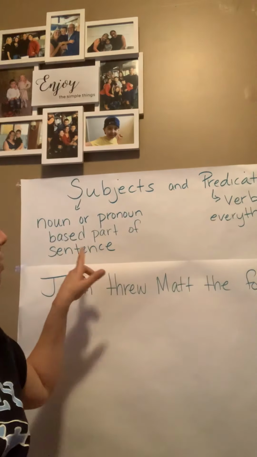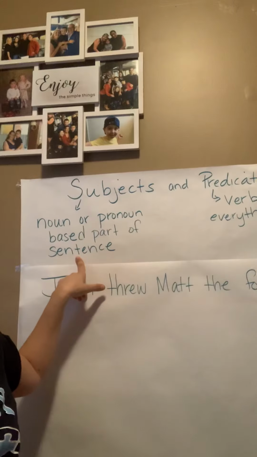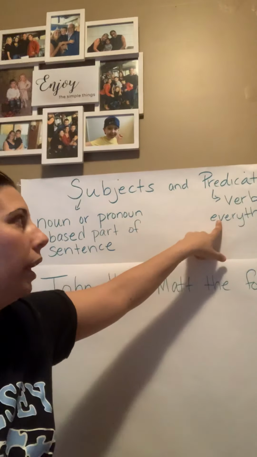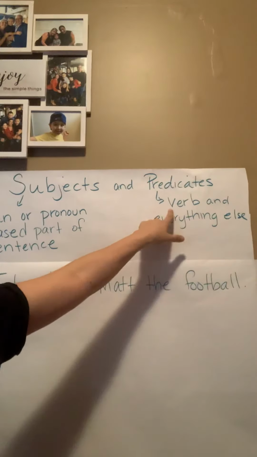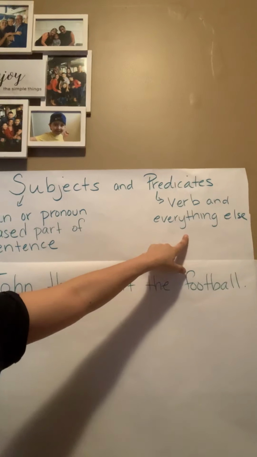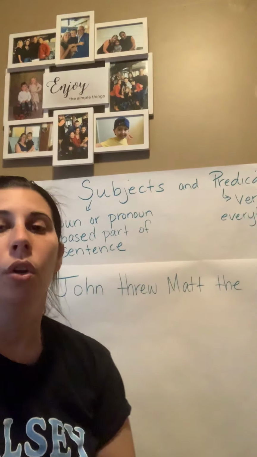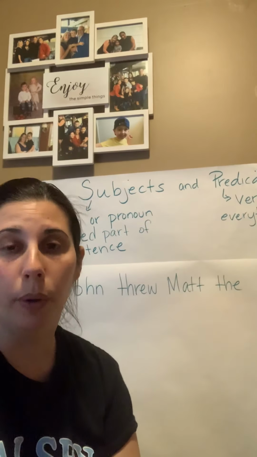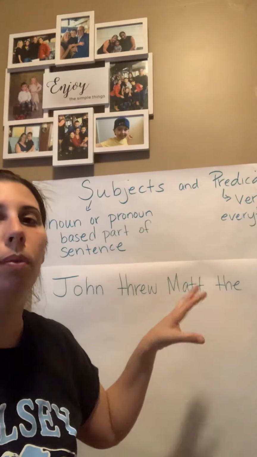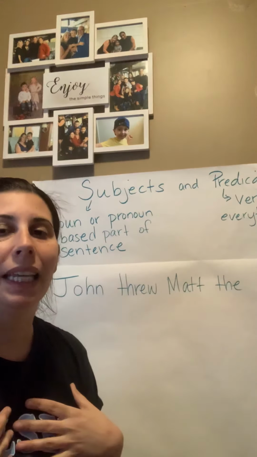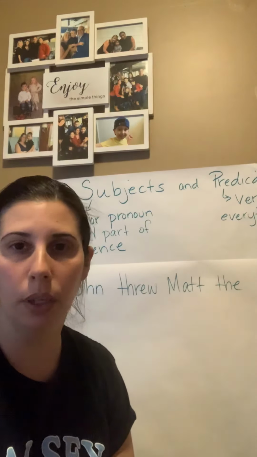So when we talk about subject and predicate, it's basically just cutting the sentence into two parts. We have the subject, which is your noun or pronoun based part of the sentence, and your predicate, which is the verb and basically everything else. The predicate is the verb and everything that goes along with it. When we talk about subjects, remember we said it's a noun or pronoun, because it can be either one, and it has to be the noun or pronoun that is doing whatever is being done, okay?